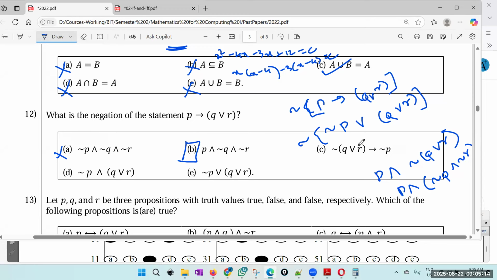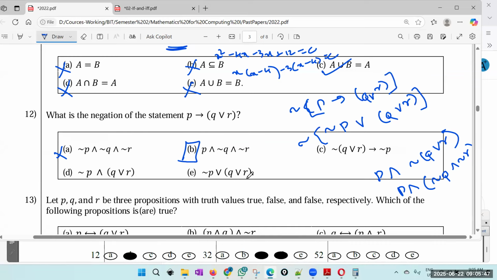What about this? Is it in our intermediate results? No, right? This says not Q or R implies not P. I think that is a contrapositive, right? But what they ask is negation. So therefore this is not the negation, this is contrapositive. So we'll go for B. Yeah, the answer is B. So it's a tricky one.